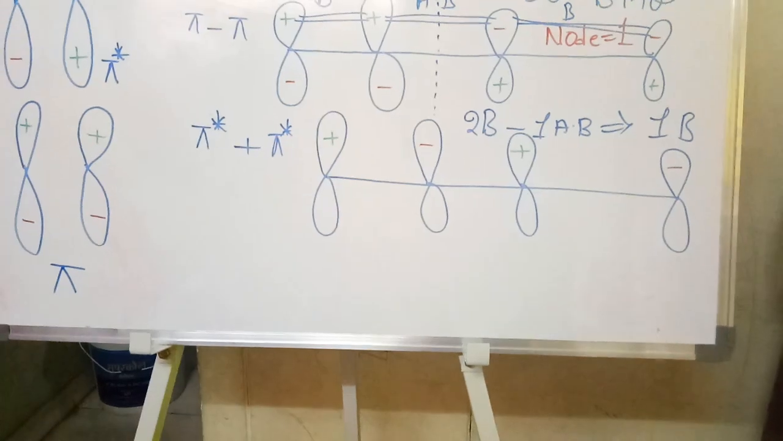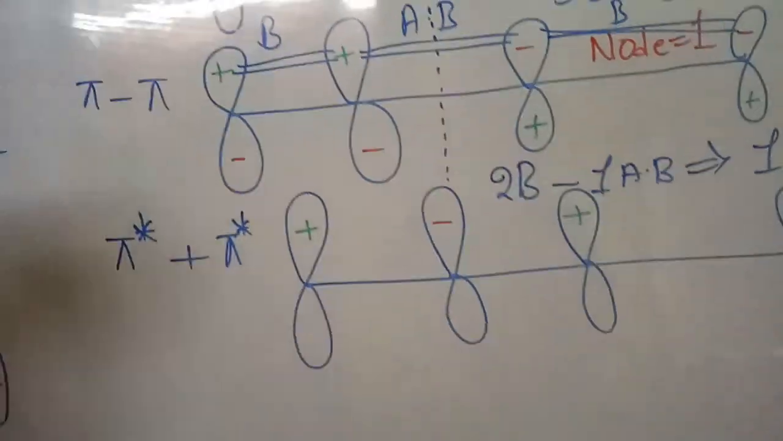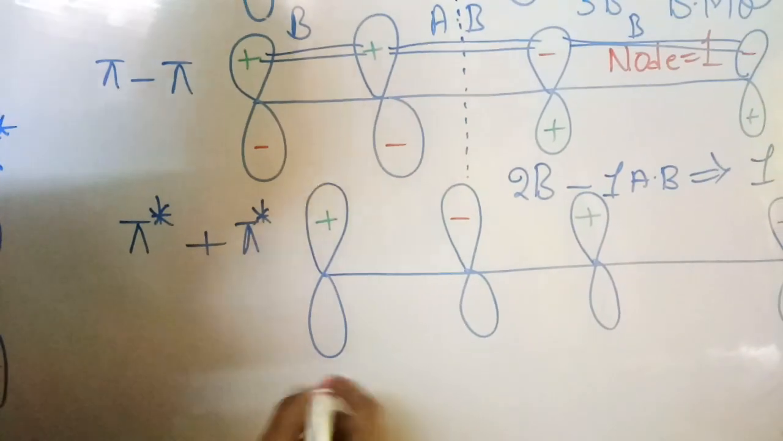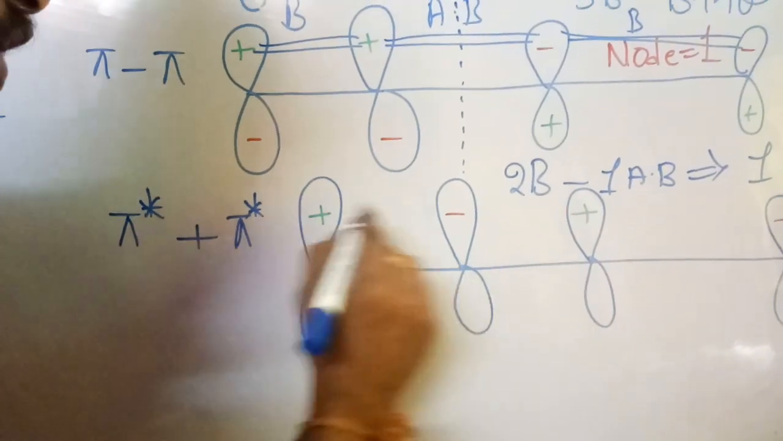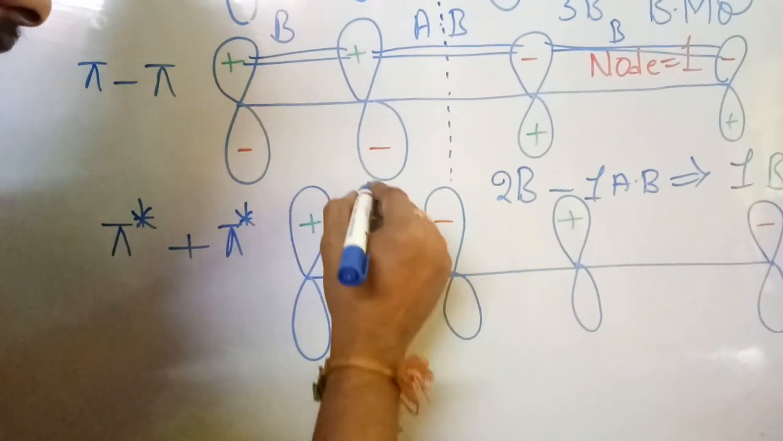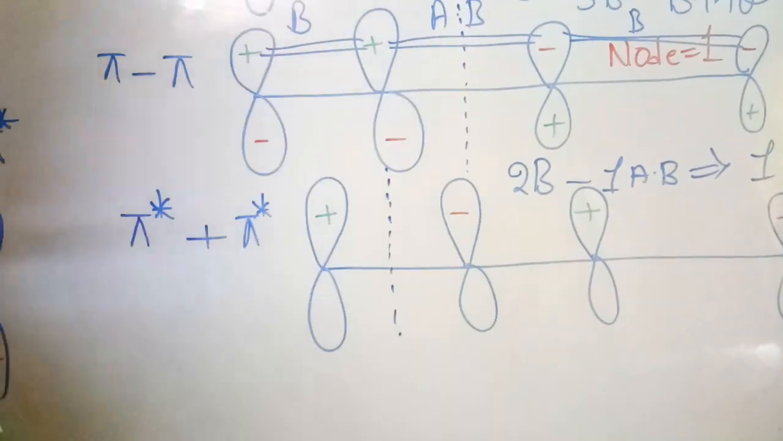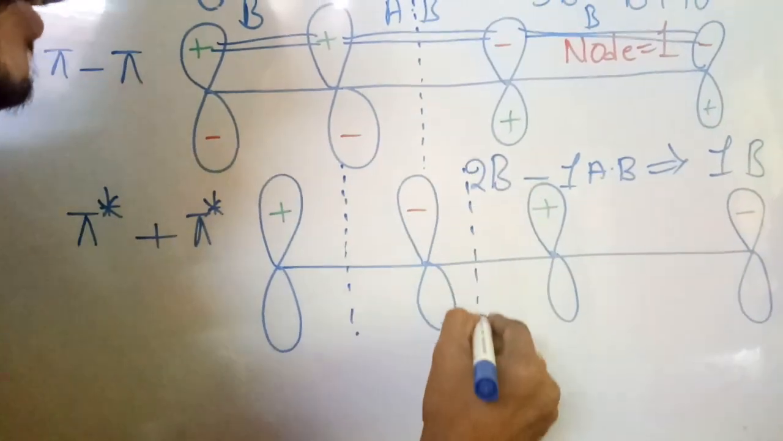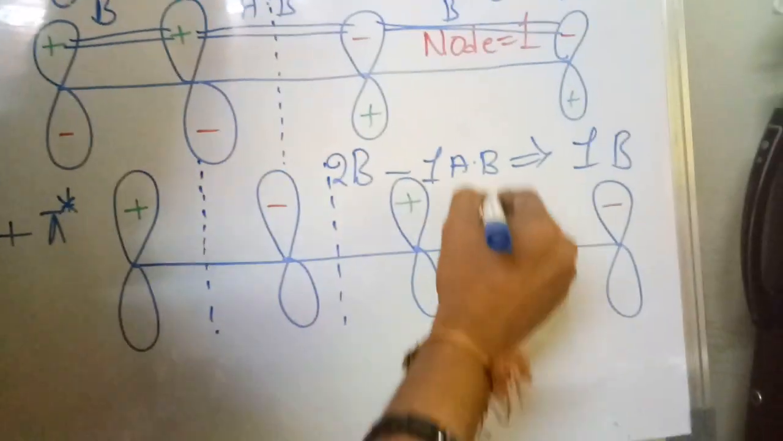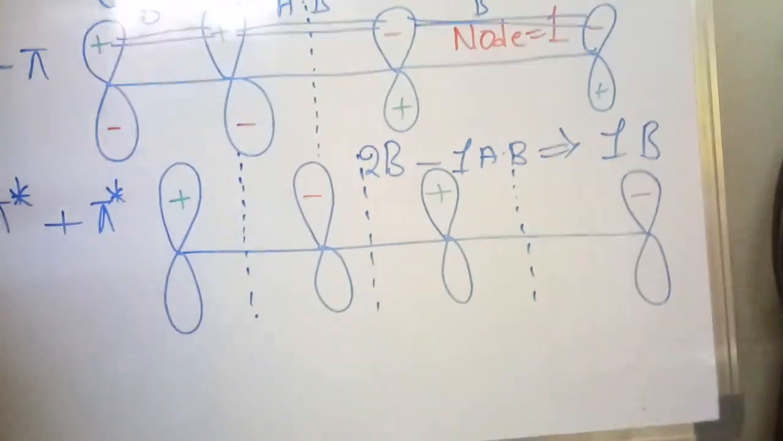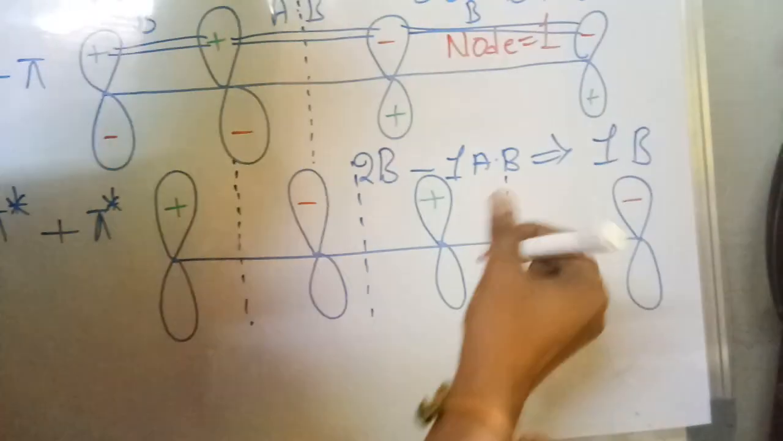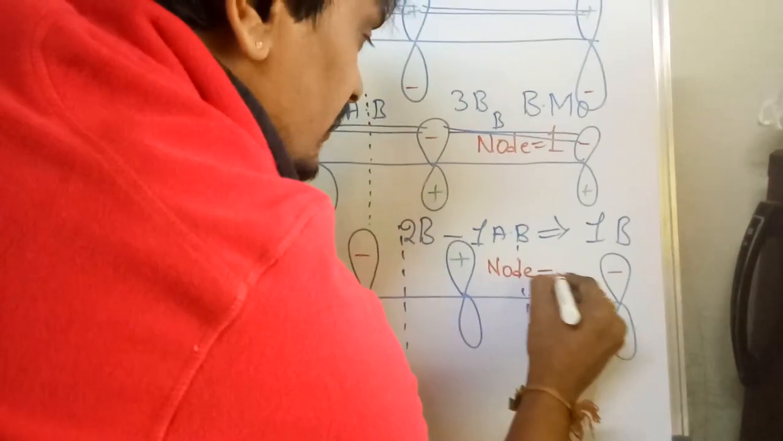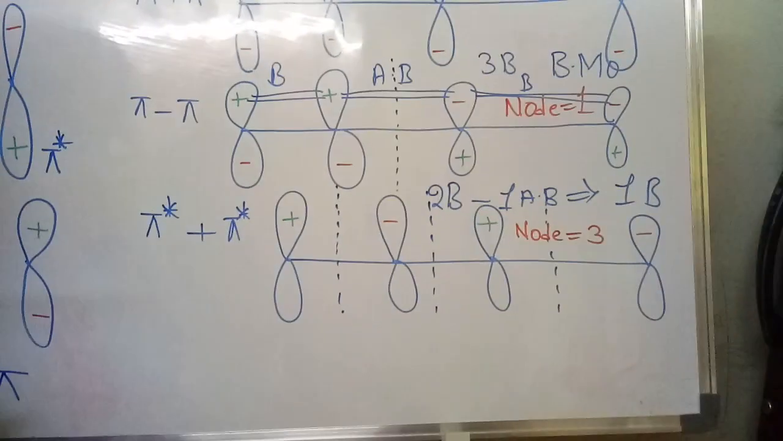Now let us focus on the number of nodes in it. Positive and negative, the wave function has been changed. Negative, positive, the wave function has been changed. Positive, negative, the wave function has changed its sign. So number of nodes in this particular pi star with positive pi star are 3.